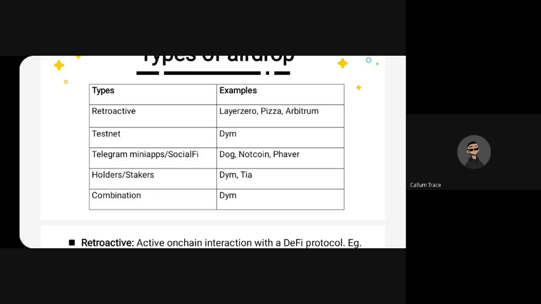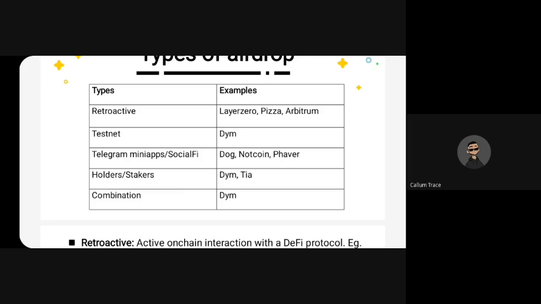If you've been farming airdrops for very long, like from let's say 2020, 2021, you'll be familiar with the Telegram airdrops. But that method of farming Telegram airdrops went, should I say, extinct. So now with the introduction of Telegram mini apps, you can now interact with apps in Telegram. So it's redefined Telegram airdrops. There are also holders and stakers airdrops, and there's the combination airdrop as well.